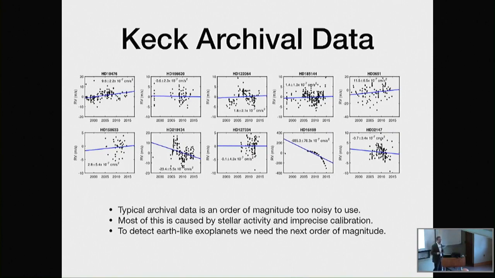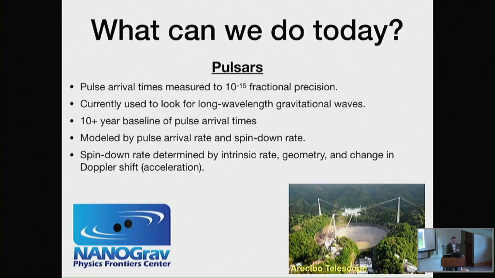If I look at old exoplanet data, we're more than an order of magnitude too noisy, which is exactly what you would expect from what I just told you, that we need 10 centimeters a second, and state of the art right now, or especially a few years ago when this data was taken, is more like 1 meter a second. So what can we do today?